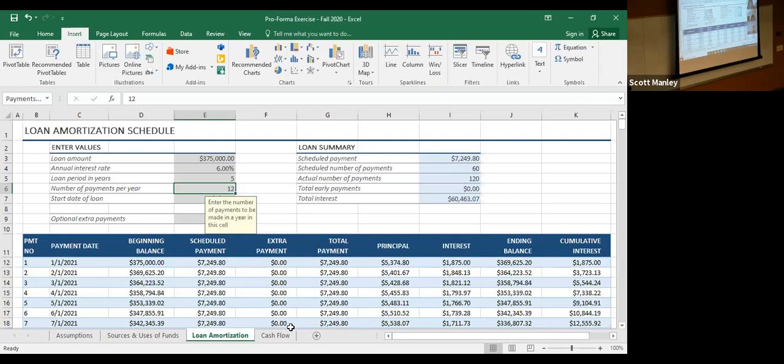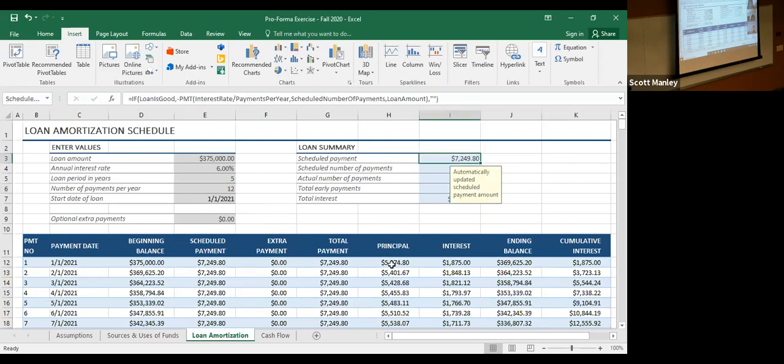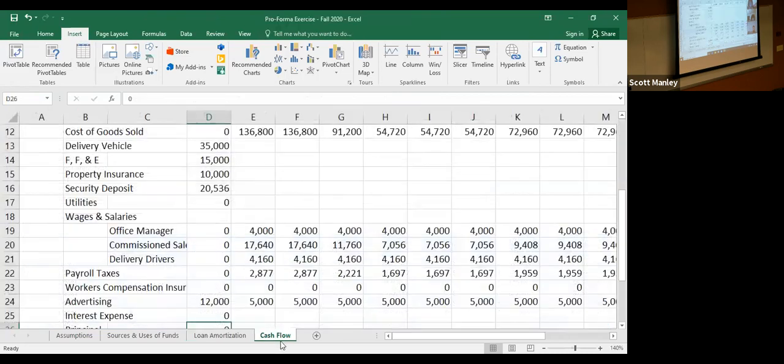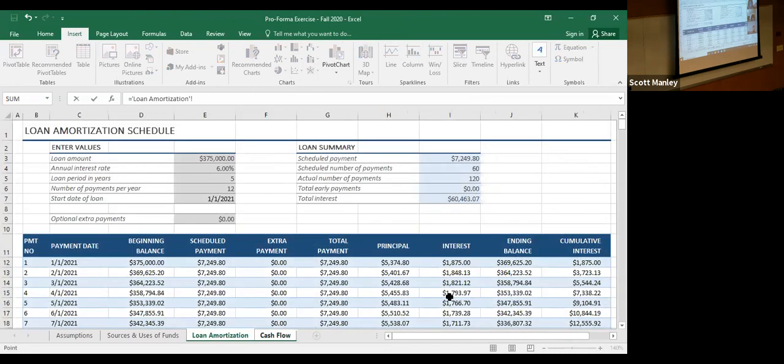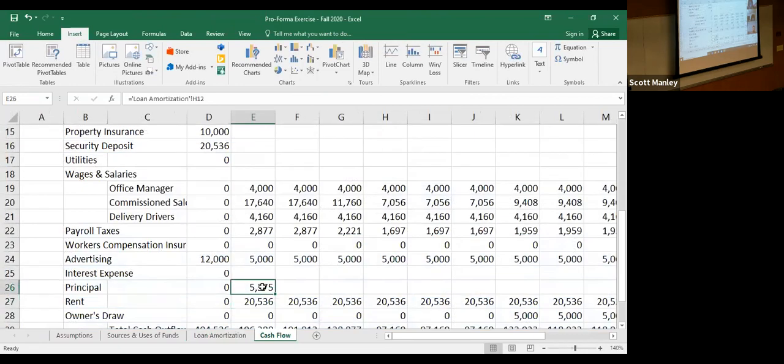Why do I need to do that? I need to know how much my scheduled payments are, but more specifically, I need to know my principal and interest. Okay, so on my cash flow, my principal payment is going to start here. I can actually tell Excel to go to my loan amortization and pick up my principal for month 1. And it copies that number over.